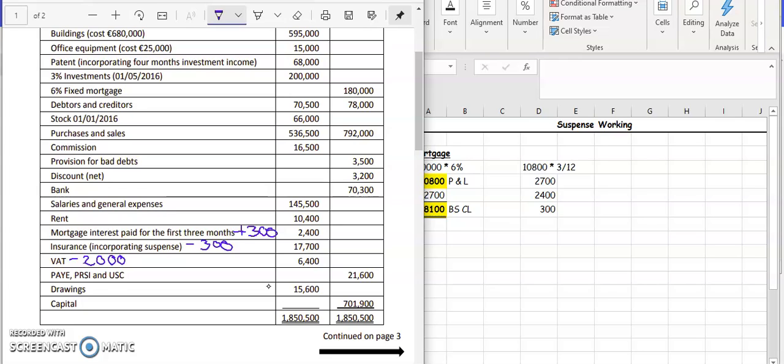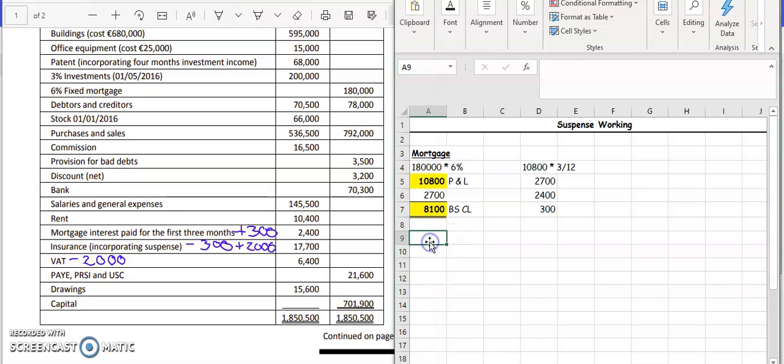And so now our debit side is down by 2,000. So in our suspense, we need to increase our insurance by 2,000. So just a quick way to figure where you're going to add on or take away the figures. So then in our workings, our next working is going to be, let's say, VAT.